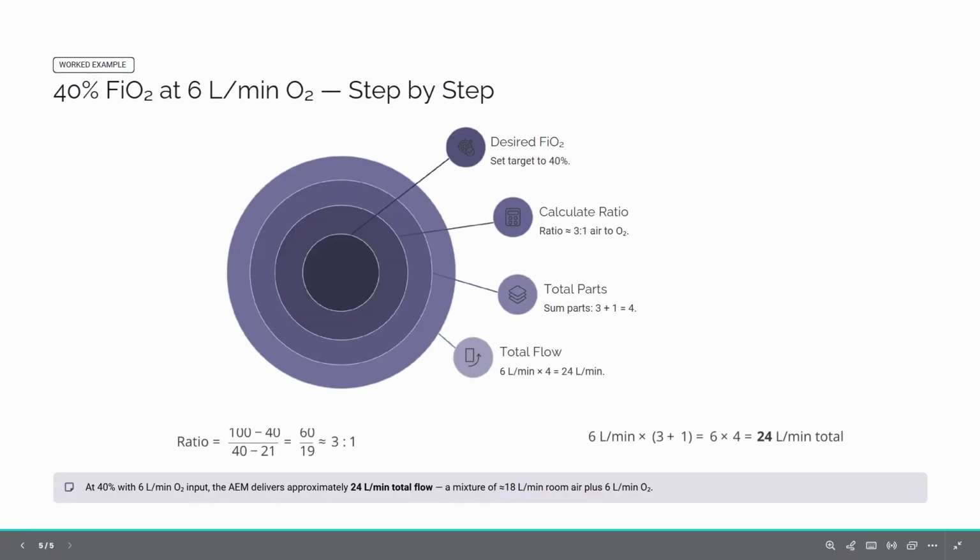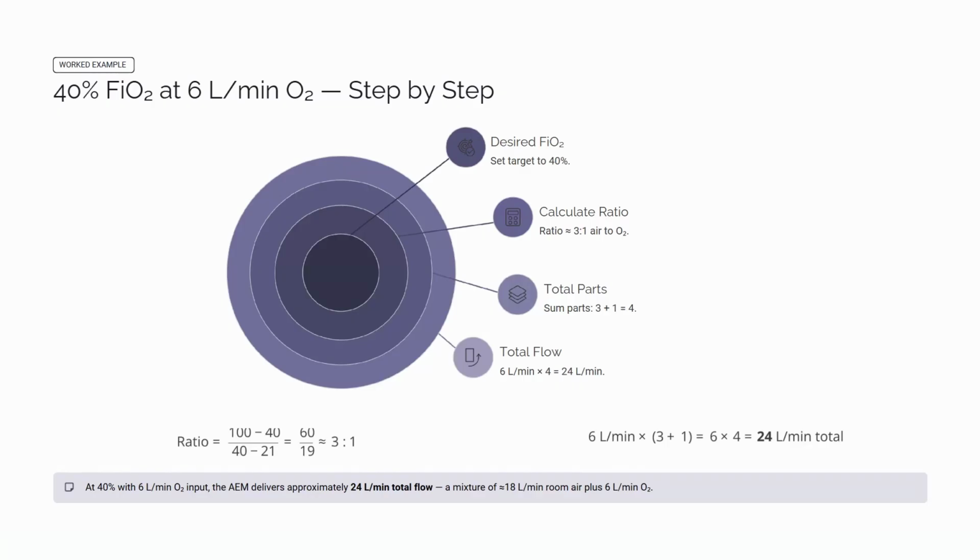Let's put all of this together with the example we opened with. You've got an air entrainment mask set at 40% with an oxygen input flow of 6 liters per minute set by your flow meter. So step one, you're going to find your ratio. At 40%, that's approximately 3 to 1. Step two, we're going to find our total parts, and we just add 3 plus 1, and that gives us 4 total parts. That's our air-oxygen ratio added together.